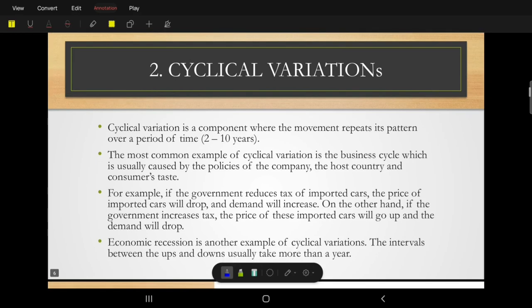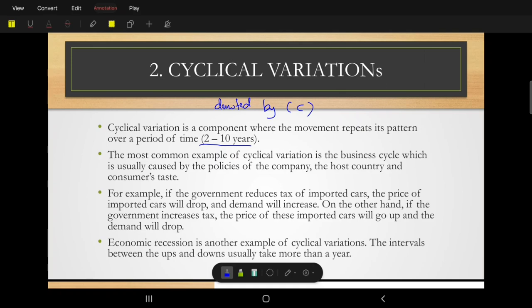Second is cyclical variations, denoted by C. What is cyclical variation? It is a component where the movement repeats its pattern over a period of time, basically more than 1 or 2 years. Kalau kita nak tengok movement dia, pattern yang berulang tu dalam tempoh masa yang lama. It is more than 1 or 2 years. Dia bukanlah setiap tahun berlaku.